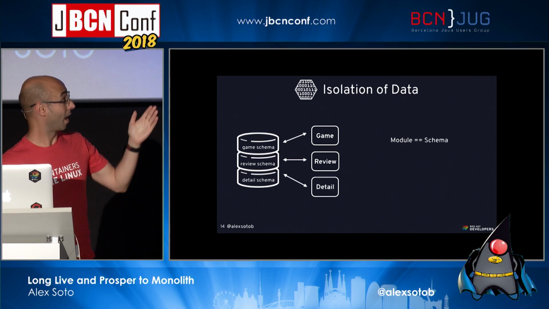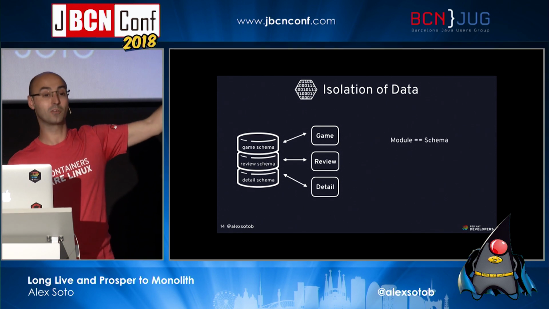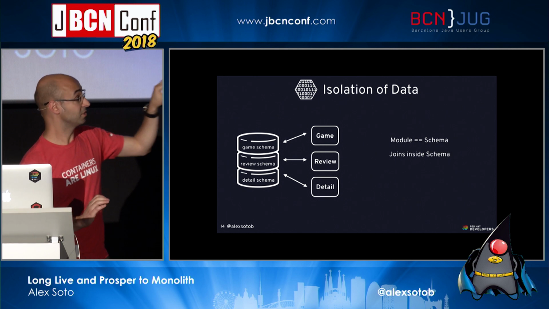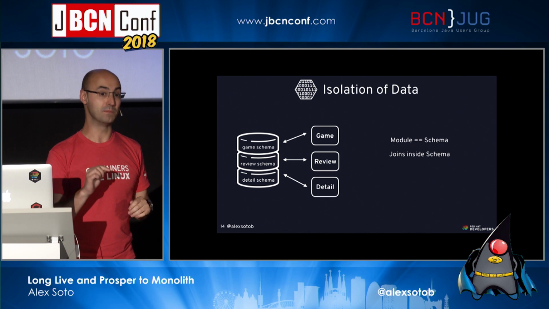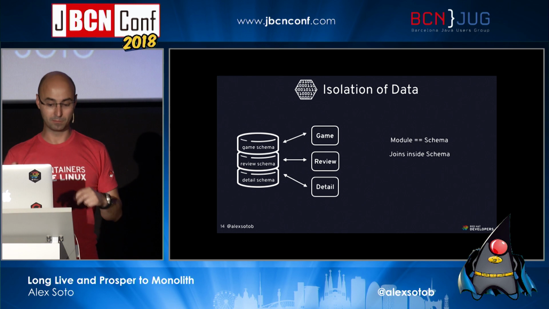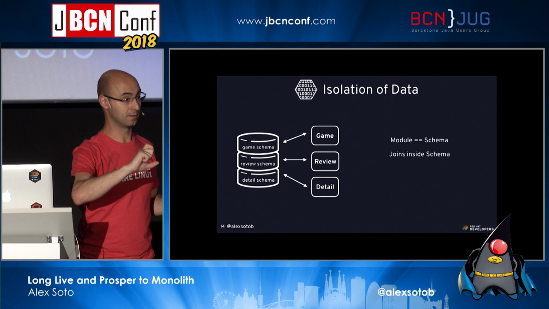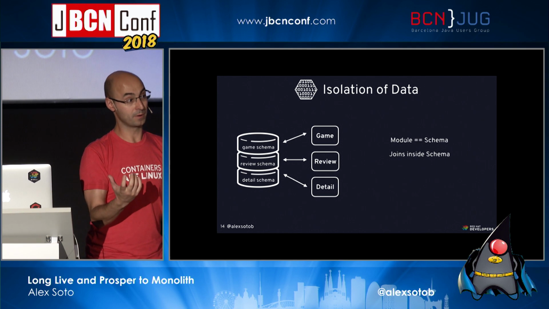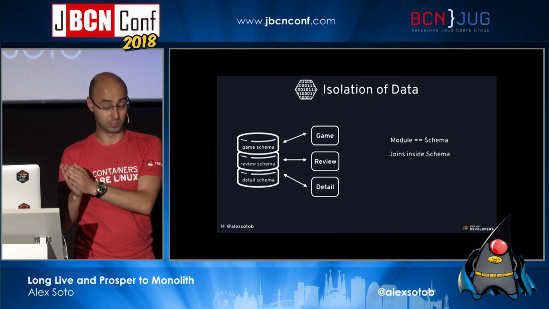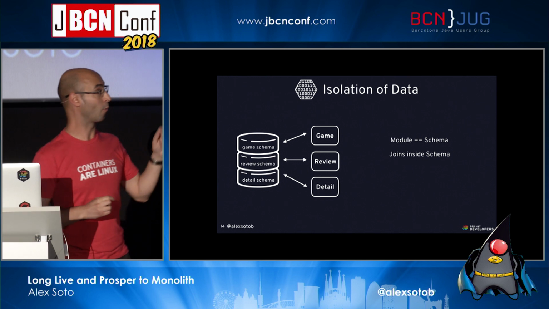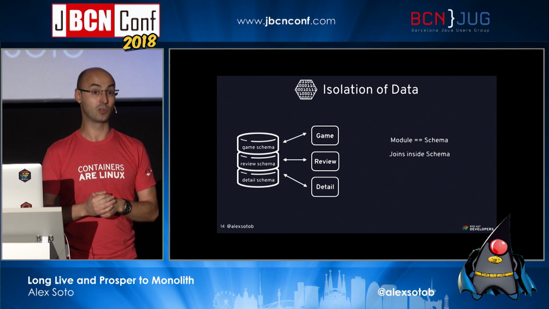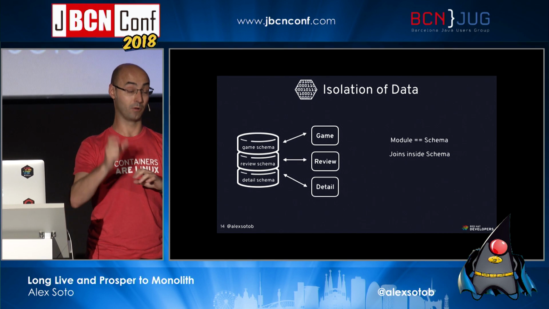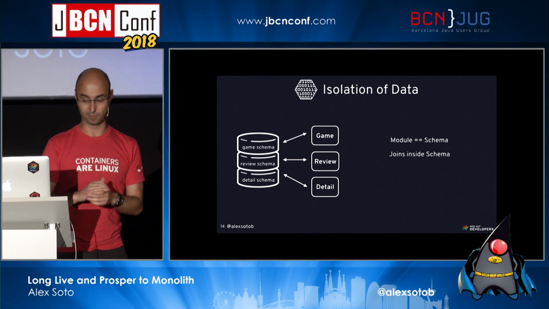So what rules here is that each module has its own schema. The joins only happen inside the schema. So you cannot do a join between the game schema and the review schema. Although you can do it because the database allows you to do it, you as a developer must avoid doing this. And this means that you must be really aware of JPA lazy collections, because sometimes you do a get, and then this get of a field involves a join. So you need to take care of this.